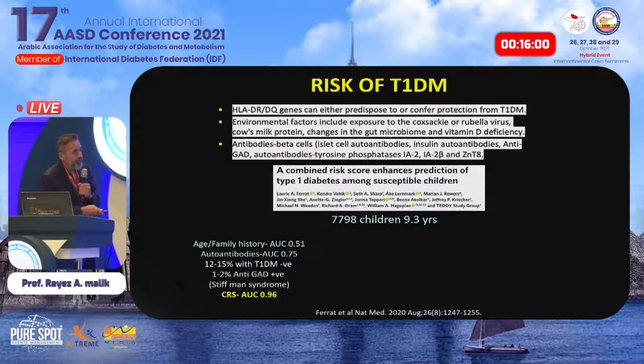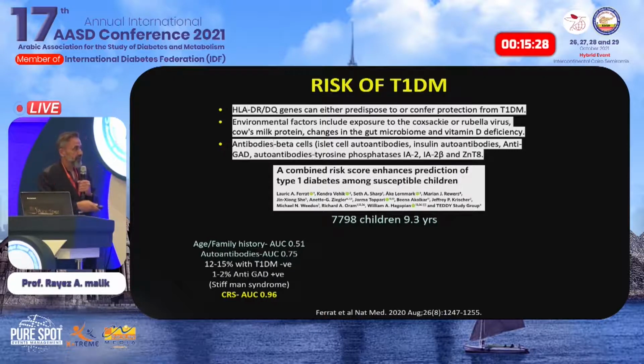However, we know that if you find antibodies in a sibling who has not yet got diabetes, that increases your risk of developing type 1 diabetes. But we also know that 12 to 15% of people with overt type 1 diabetes have no antibodies, and there are other conditions, for example stiff man syndrome, where anti-GAD antibodies are highly elevated, but it has nothing to do with autoimmunity of the beta cells.